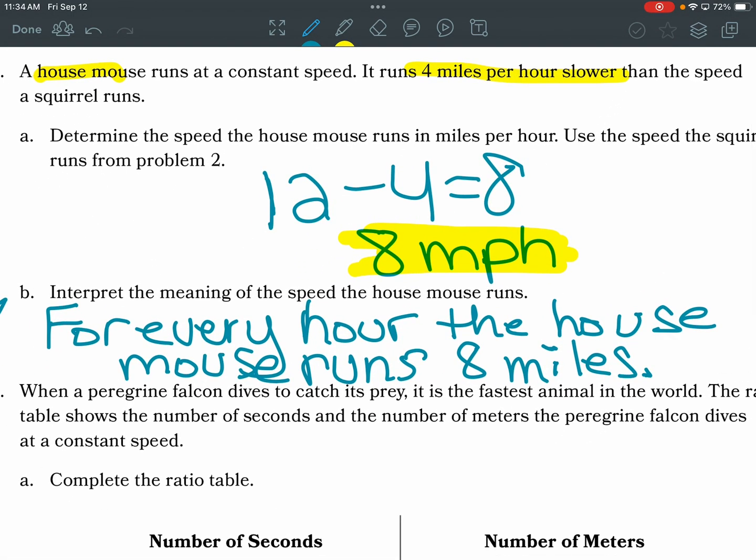You have to know what that means. 8 miles per hour means for every hour the house mouse runs 8 miles. That is part of your exit ticket. If you can't explain that, then that's going to be a problem. All right, here we go.